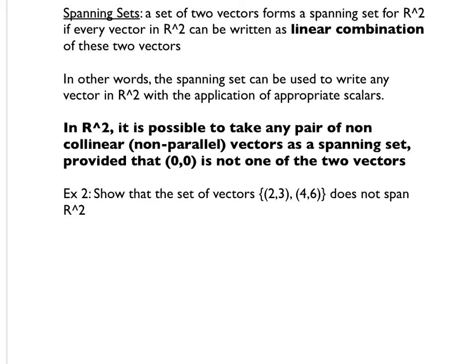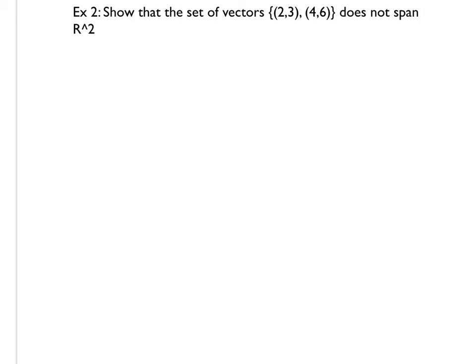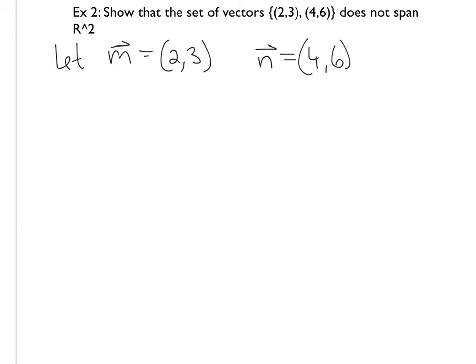So we want to show that the set of vectors 2, 3, and 4, 6 does not span R2. Immediately when we look at this, we can see that 2, 3, and 4, 6 are collinear because 4, 6 is just a multiple of 2, 3. So now we just want to show why this isn't going to work. Okay, I'm going to let vector M be 2, 3, just like in our previous example, and N is going to be 4, 6. So let's try to make a linear combination out of these vectors.